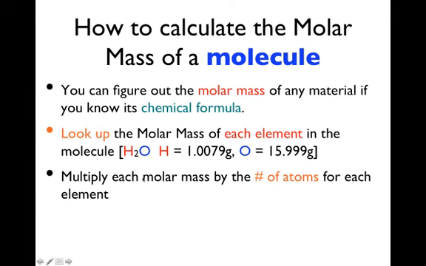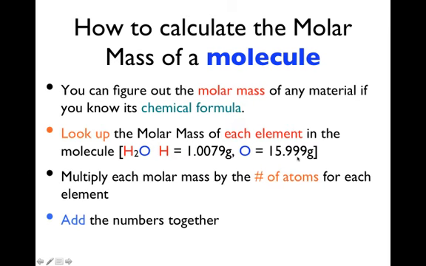Then you multiply each molar mass by the number of atoms for each element. So for water, there are 2 hydrogens. So we have to multiply this number by 2. For oxygen, there's only 1, so we multiply this number by 1 if we want to, but that's a little bit of a waste of time.